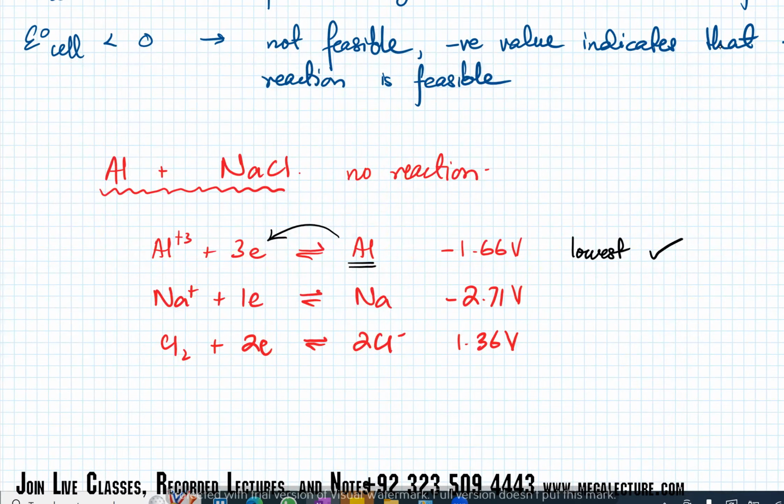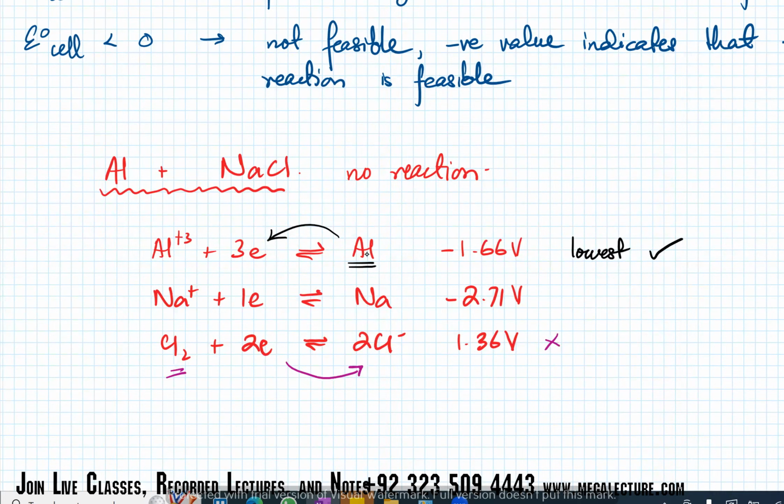Then I'm going to find the highest one. The highest one is the one that's going to gain electrons, right? So the highest at the moment is Cl2, but we don't have Cl2, so ignore that. Which one is the highest now? The next highest is the aluminum one. But we can't go with that because I don't have Al3+ over here, so I can't even pick Al.